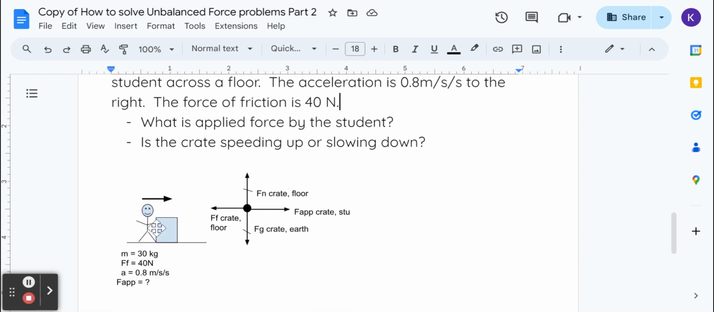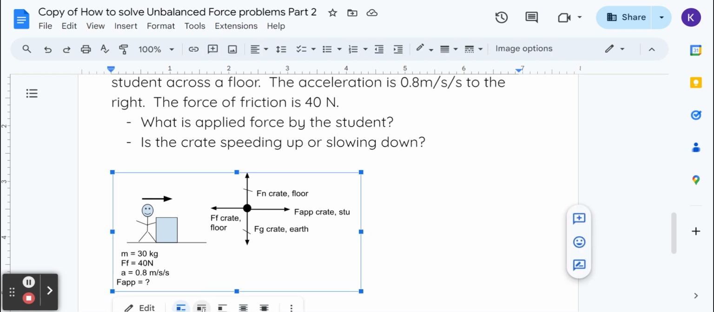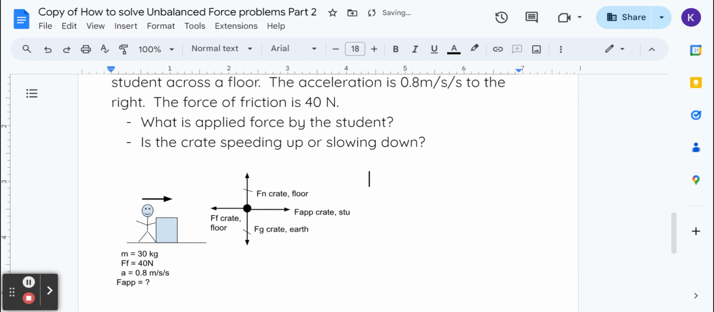So the first thing I did was I sketched a picture and I labeled what I knew. I knew the mass of the crate, I knew the force of friction, I knew the acceleration was 0.8, and it is to the right, so it's positive. And I don't know the applied force. I also drew out a free body diagram here. Now, there are vertical forces, but the normal force and the force of gravity cancel out because it's balanced in the vertical direction.